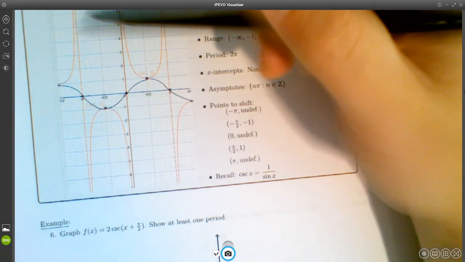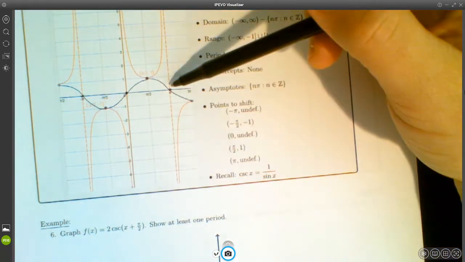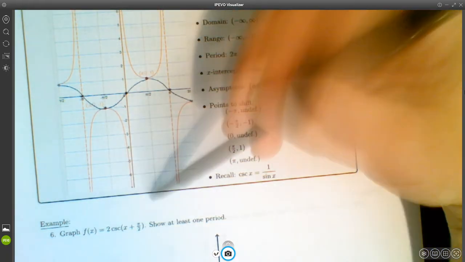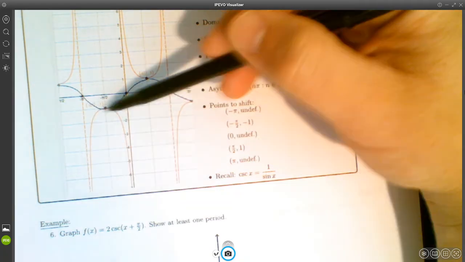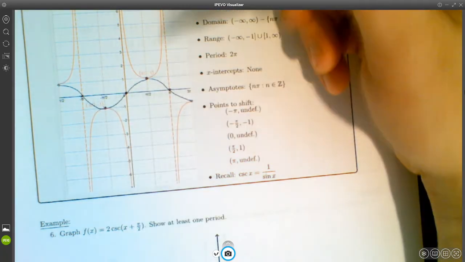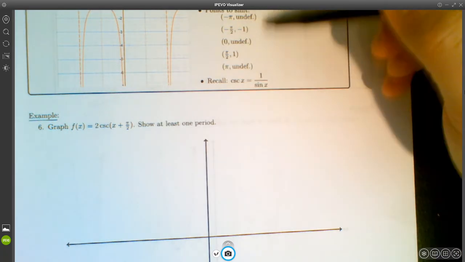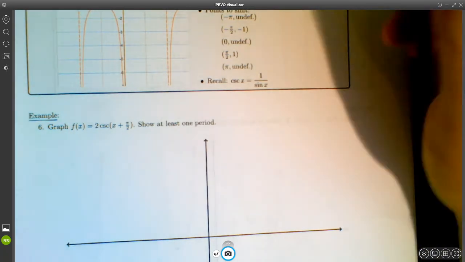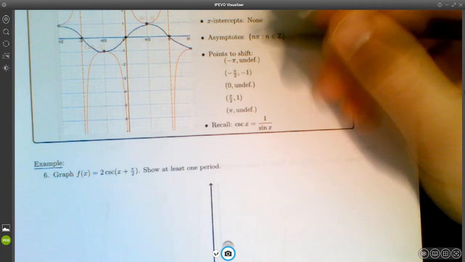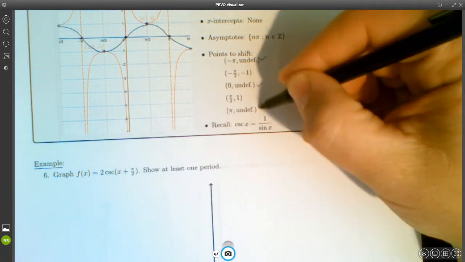So again, if I want to get a full period of this graph, then I need to have 3 asymptotes, and then I need 1 copy of the parabola opening down and 1 copy of it opening up. And that's what you're going to get if you shift around these 5 points, but they're not really points, right? Some of them, these 3 are really asymptotes. Well, let's practice doing that.